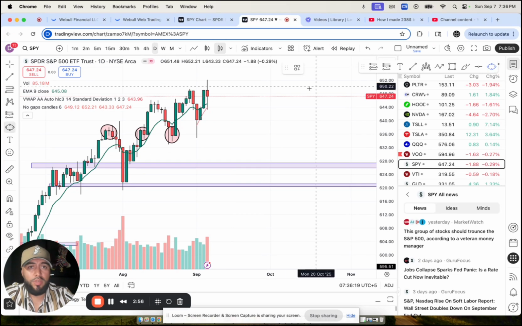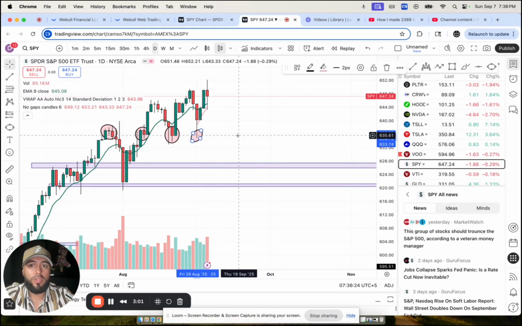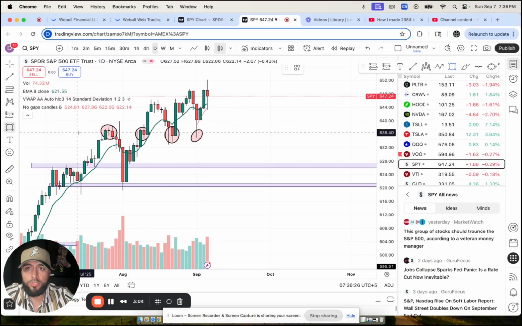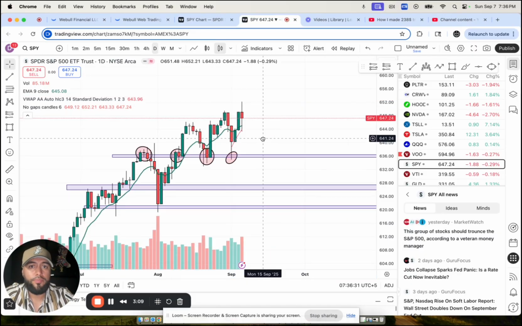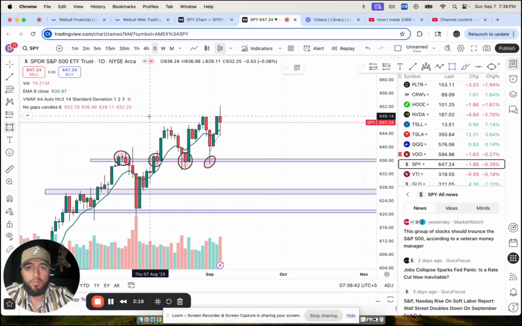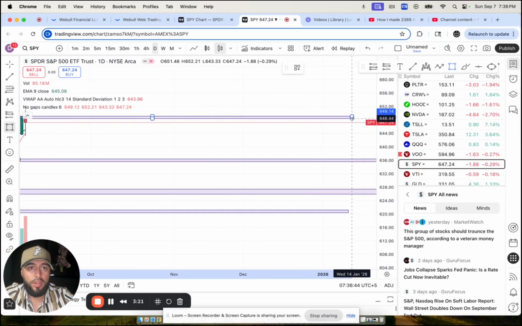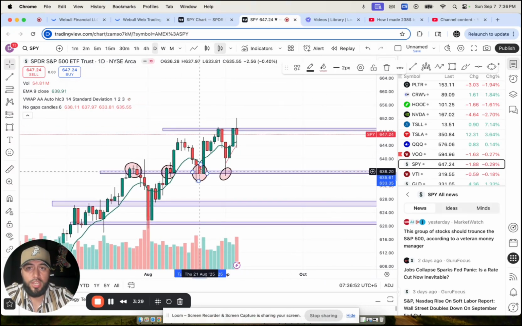Right here, we can see we have 4 reactions. We have a wick right here. So we can drag another box there. We just drag this all the way across like that, right? Go higher. This is still the daily time frame. You can see we have a reaction all the way at the top. We have a double top right here, right? We have 2 bounces or rejections here at the top.